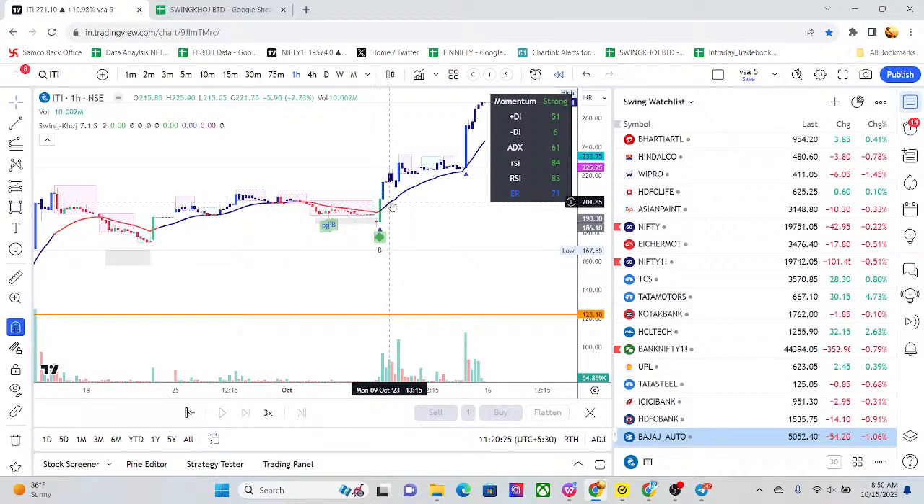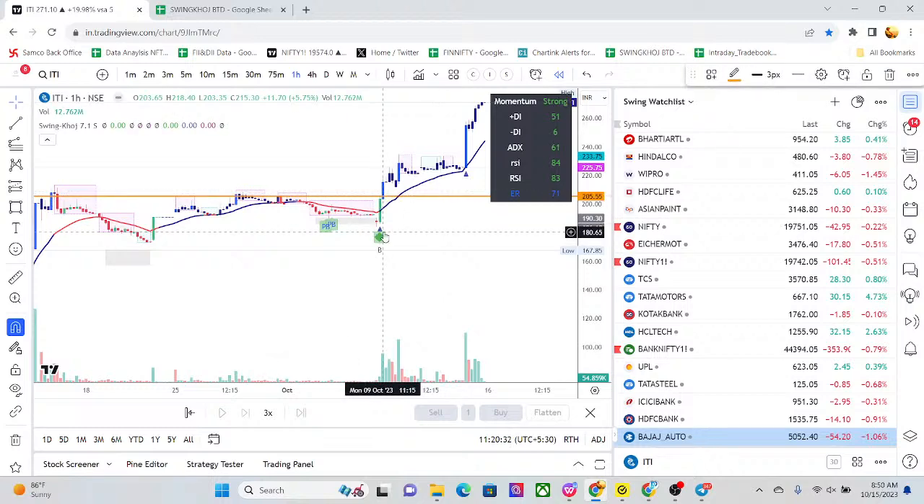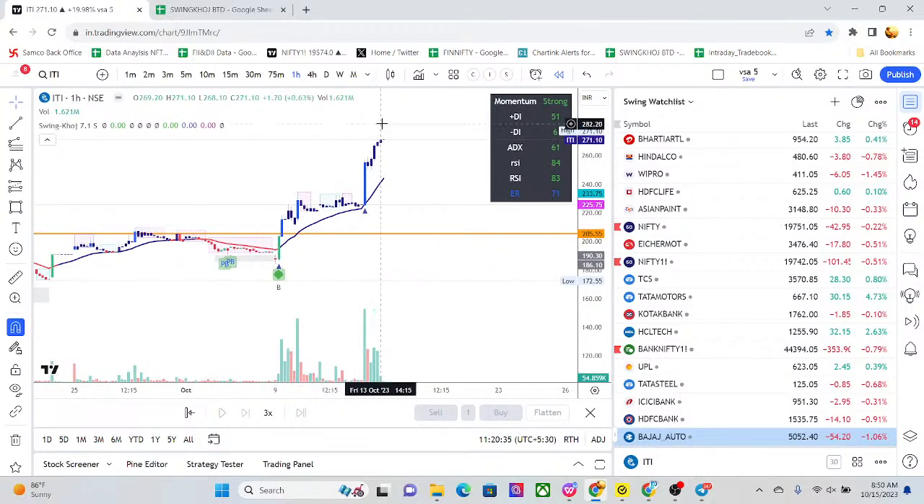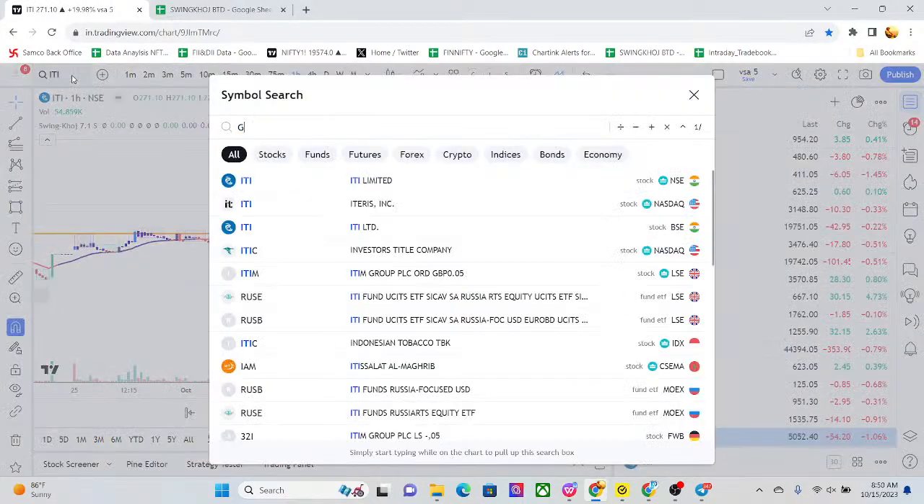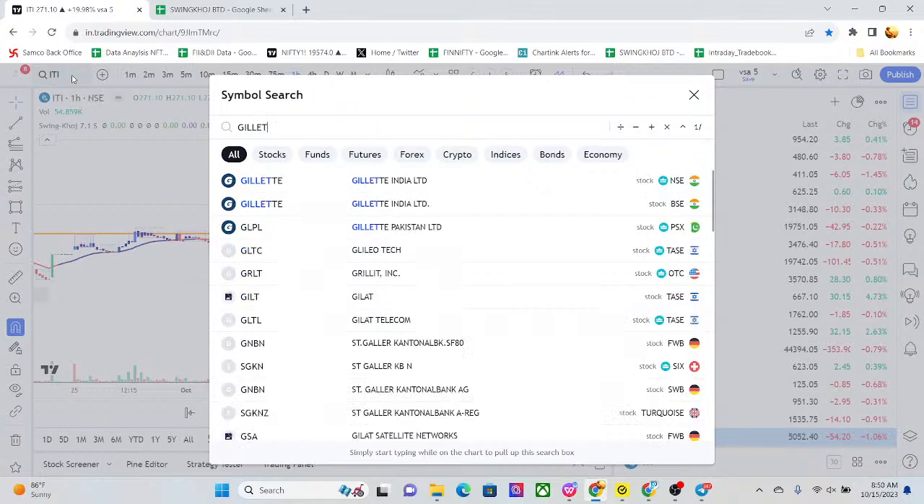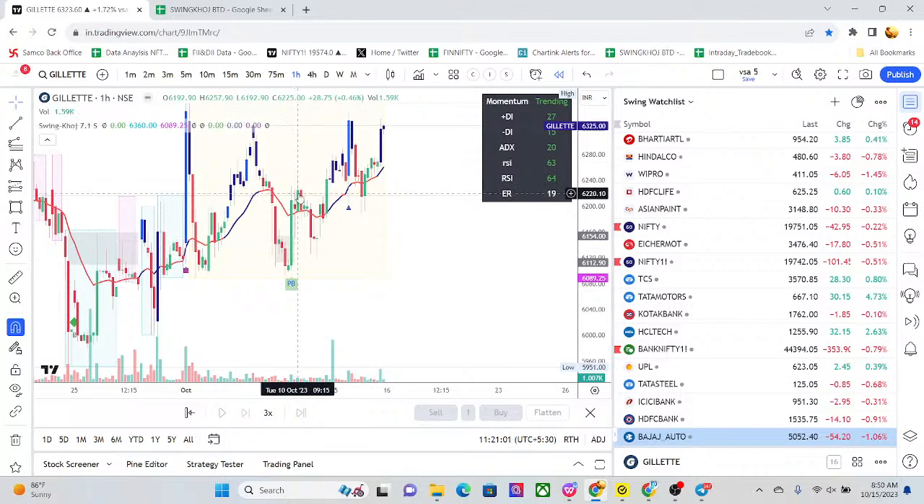So after the 10:15 candle, mark the high, enter here, stop loss the last low, target easily done, right? Then we have Oswal Green. Now that pullback hourly, we have Gillette and Ramco Cement, 315. So 9th October, 315.